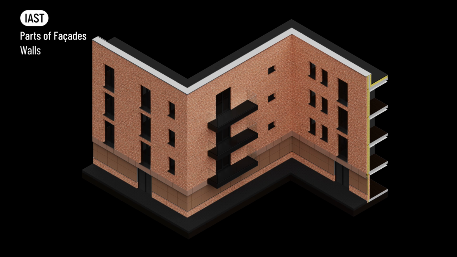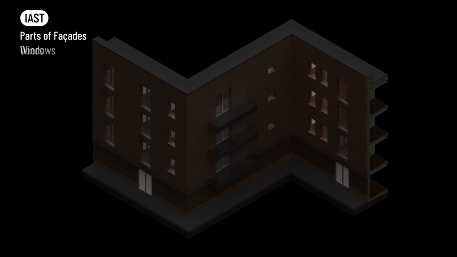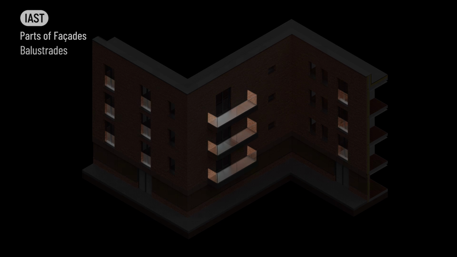The parts of facade module is divided into walls, windows, doors, balconies, and balustrades. Here we discuss the most common types of these elements, always considering the design principles of compliance, safety, cost, efficiency, and buildability.